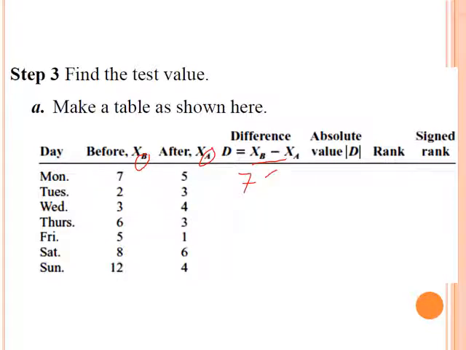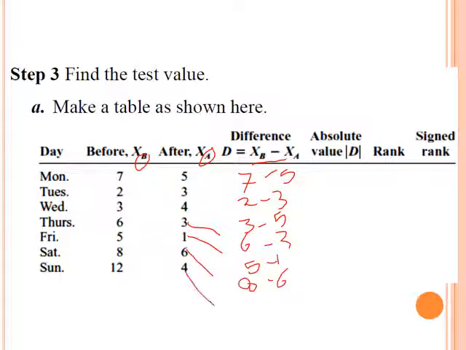So we have 7 minus 5, 2 minus 3, 3 minus 4, 6 minus 3, 5 minus 1, 8 minus 6, and finally 12 minus 4. These values represent the difference between the XP before and the XA after. Then we will take the absolute value of each value. So the absolute values will be 2, 1, 1, 3, 4, 2, and finally 8.